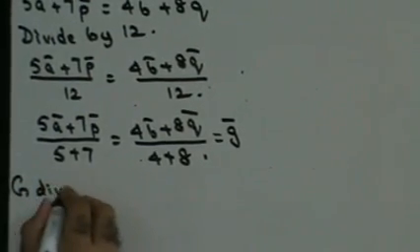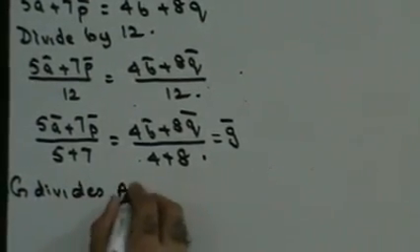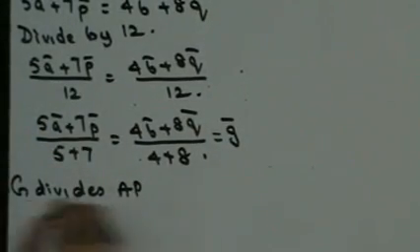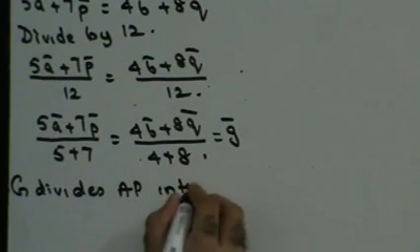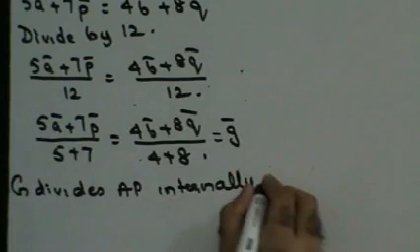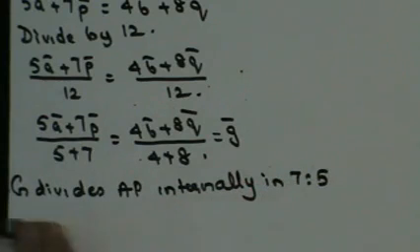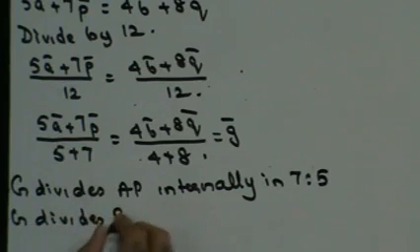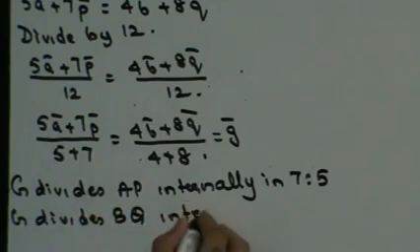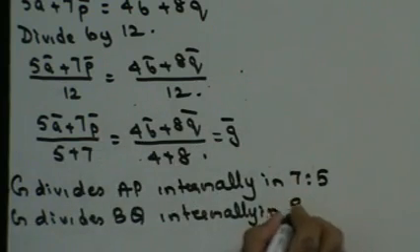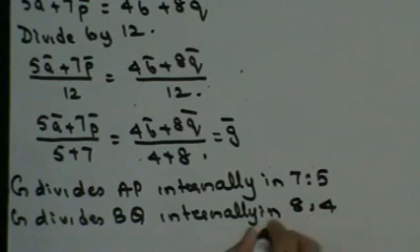Therefore, I can say that G divides AP. Now, if I'm saying AP, I have to read the ratio in reverse direction. G divides AP internally because there's a plus sign. Internally in 7:5. G divides BQ internally in the ratio of 8:4. 8:4 is nothing but 1:2, right?